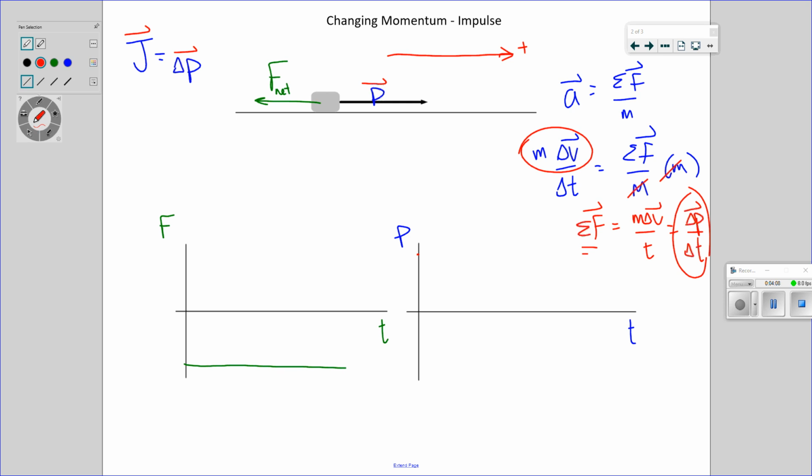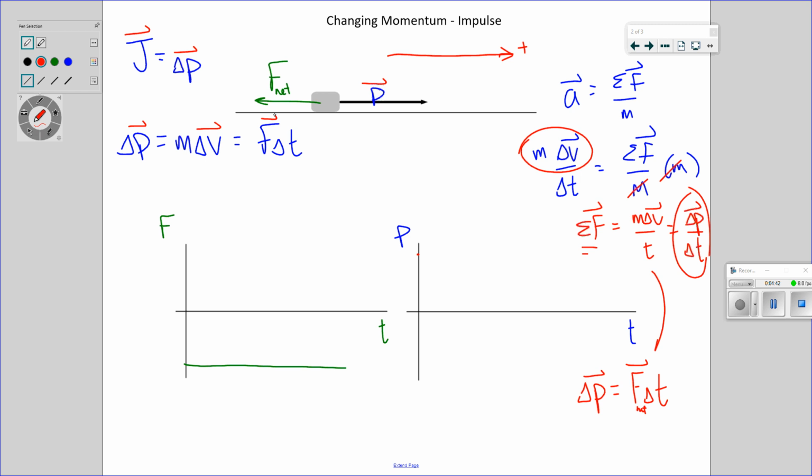We can say from here that delta p, if we multiply both sides of this expression by delta t, how much will an object's momentum change? That depends. What is the net force applied to the object and for how long? And so we can write impulse now a couple of ways. Delta p, we've said, is m delta v. But we can also say it is F times delta t, and vector, vector, vector.